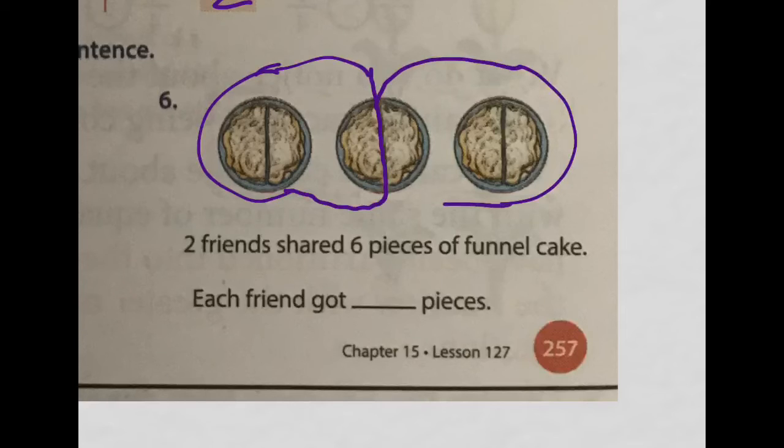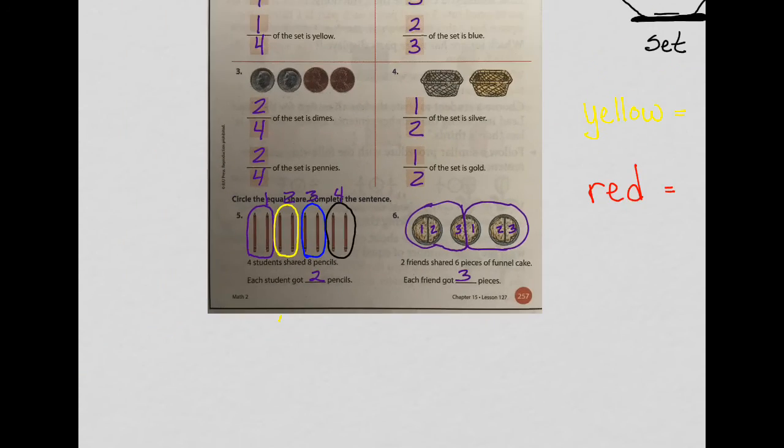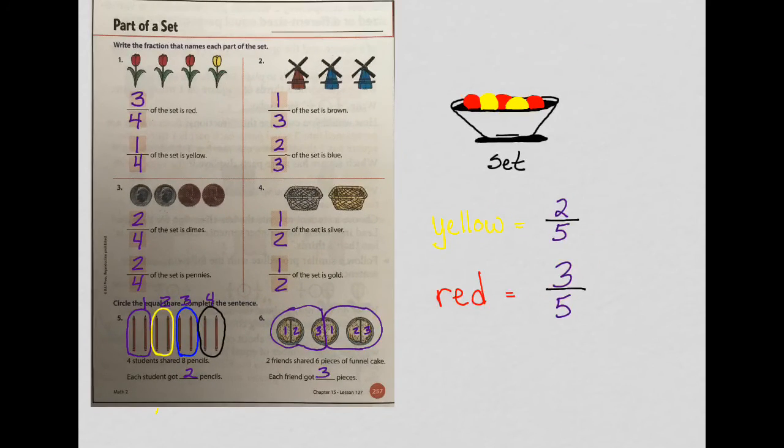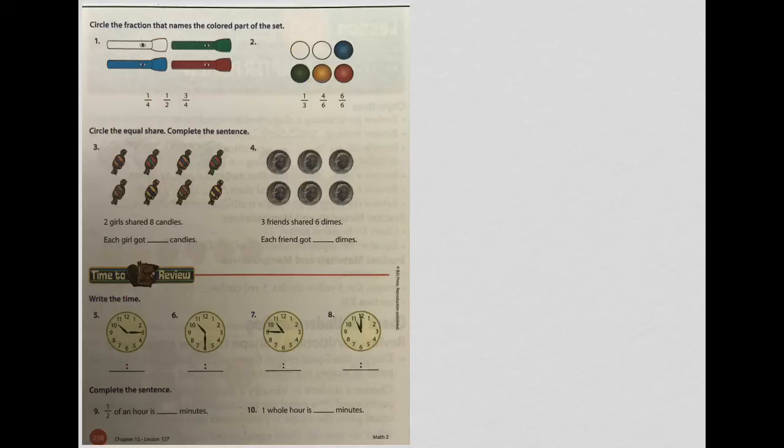Okay, so each friend got how many pieces then? They didn't ask how many funnel cakes. It says each friend got how many pieces? Well, let's look. There's 1, 2, 3 pieces for that person. Let's make sure on the other side too. This person got 1, 2, 3. So each friend got 3 pieces. And that's it for that. Yeah, you did it.